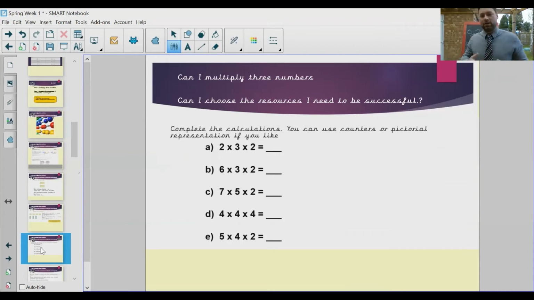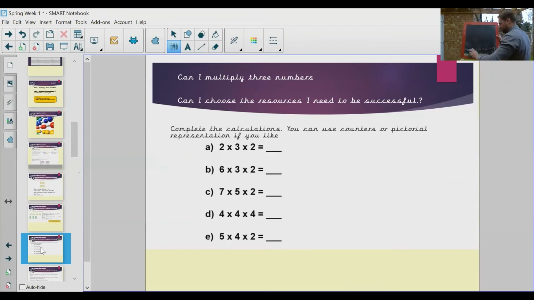Okay, what I would like you to do now is the following. I would like you to answer these 5 questions very quickly. So you can pause the video here and just complete the calculations. You may not have counters or anything in your house, but if you've got Lego bits or toys, you may want to use them as well. If not, you can use pictorial representation like the arrays.